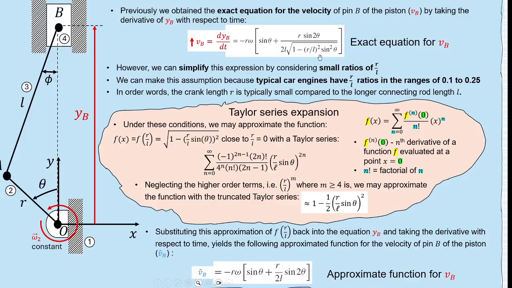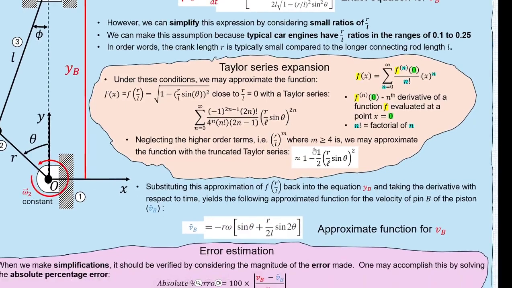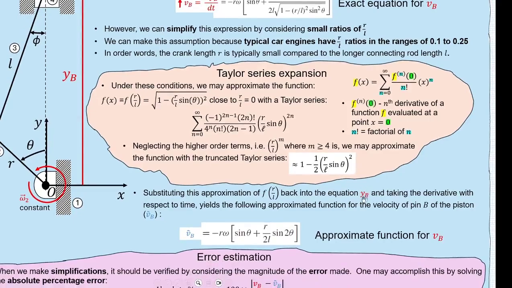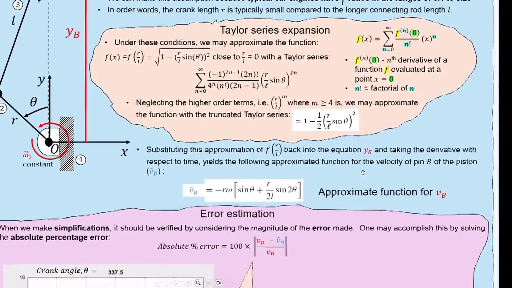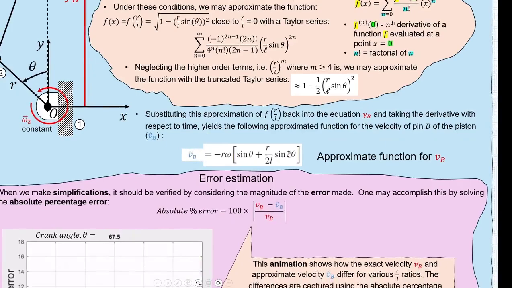When this ratio of R over L is very small, we can apply the Taylor series expansion. If we apply the formula for the Taylor series expansion, which is given here, on the denominator part over here, we can get the following simplifying result. We can do this because we can ignore all the higher order terms for small values of R over L. If we substitute this value back into the original equation for the position and we then take the derivative with respect to time, we get a new approximate function for the velocity of the piston, represented by this equation.